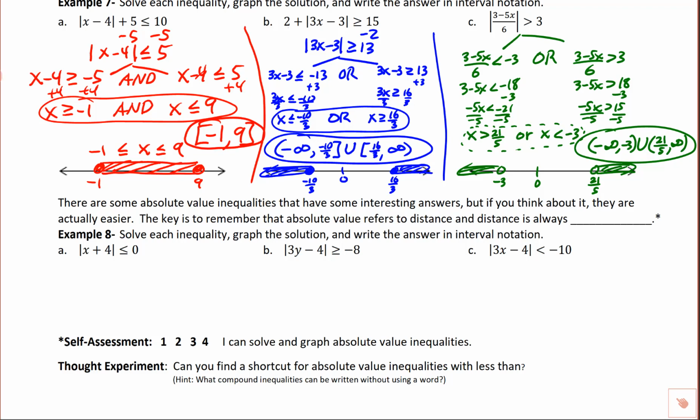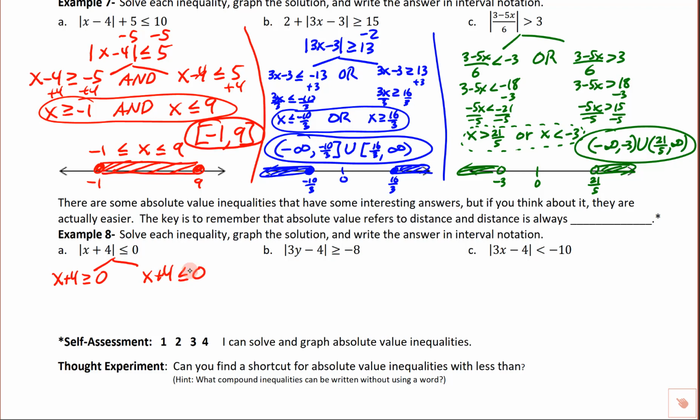So let's take a look at this one. This one says, same instructions, solve the inequality, graph, and then write the answer in interval notation. So notice that this is already isolated. So if we were to try and break this up, here's what we get. x plus 4 is greater than or equal to negative 0. Well, there really is no negative 0, so we can just put it like that. And then on this one, this would be x plus 4 is less than or equal to 0.